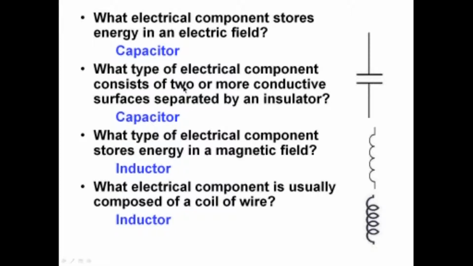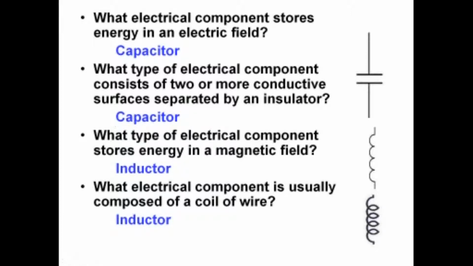Okay, what type of electrical component consists of two or more conductive surfaces separated by an insulator? The insulator can be air, it can be ceramic, it could be mica, it could be glass, it could be vacuum. Okay, and that's a capacitor. The device is called a capacitor.